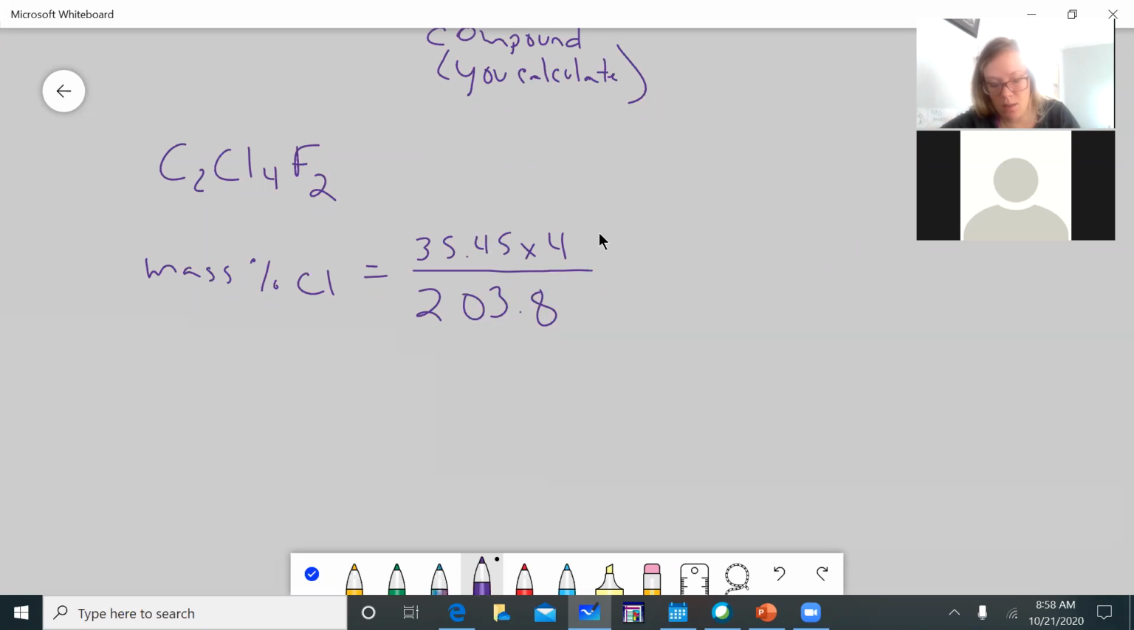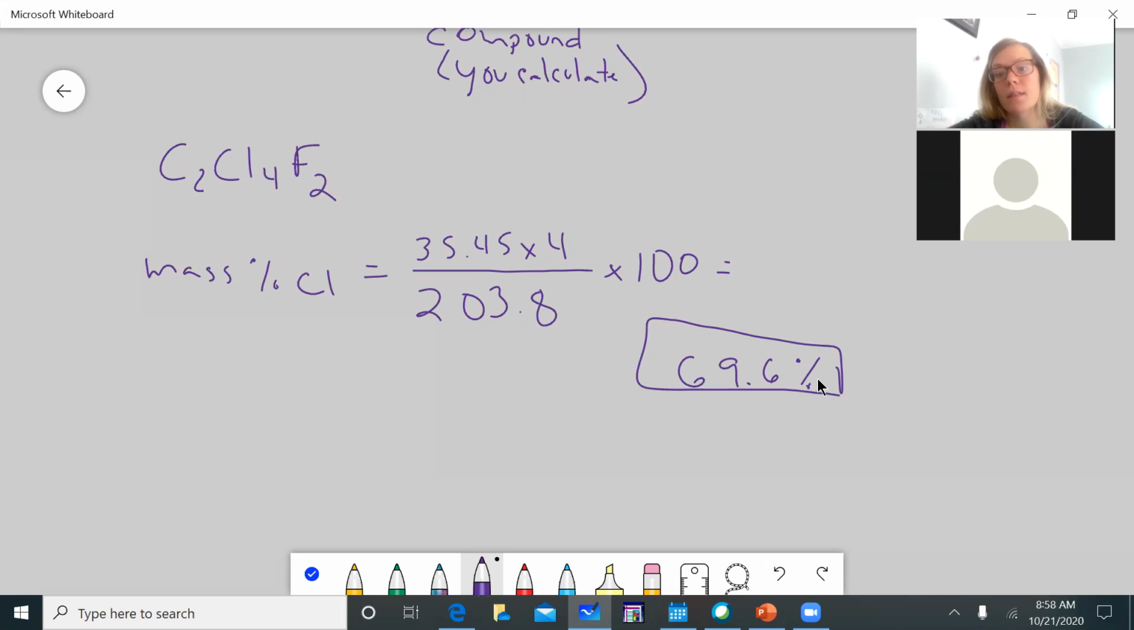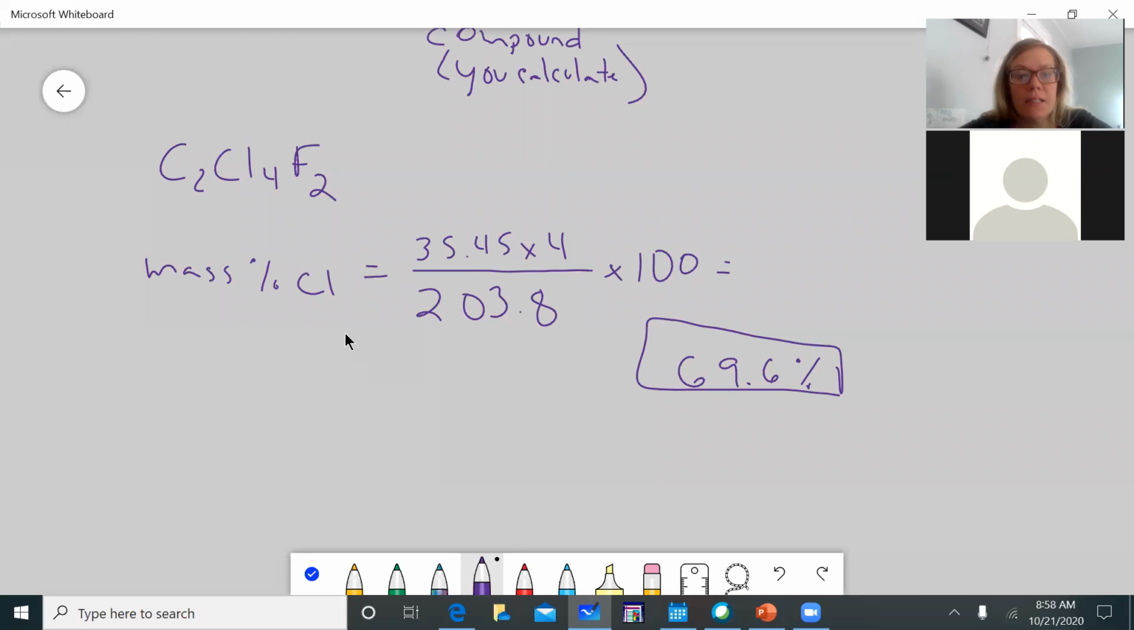Okay, so then we take our 35.45 and we multiply it by 4. We have 141. So most of this thing is the chlorine, divided by the 203.8. And we multiply this by 100 to get it into a percentage. And I've got 69.6%. So almost 70% of it is the chlorine. Questions on that? Let's do another one.